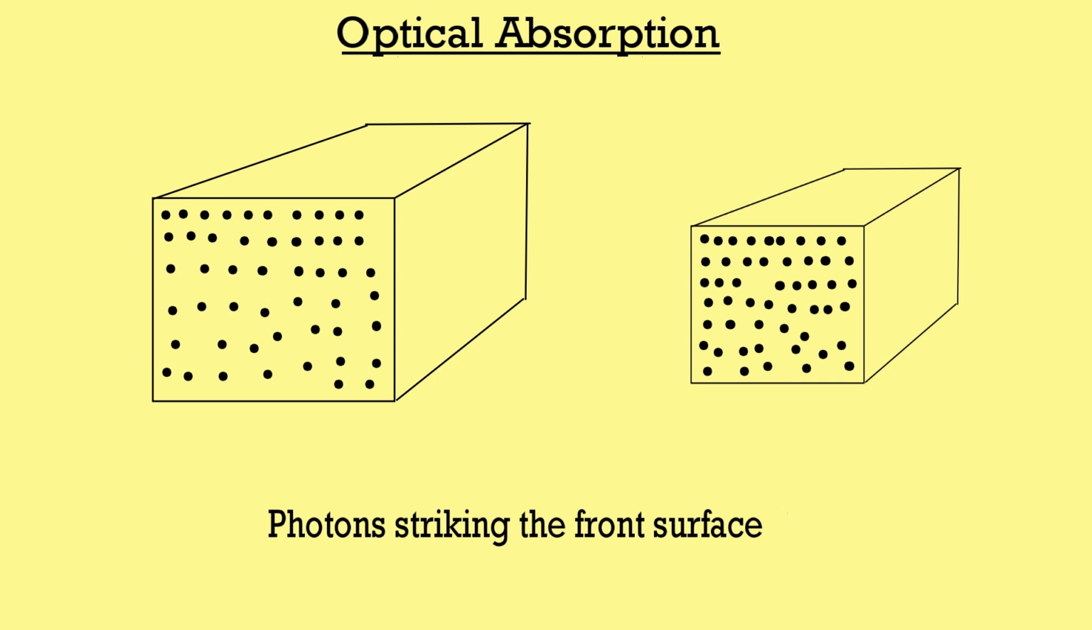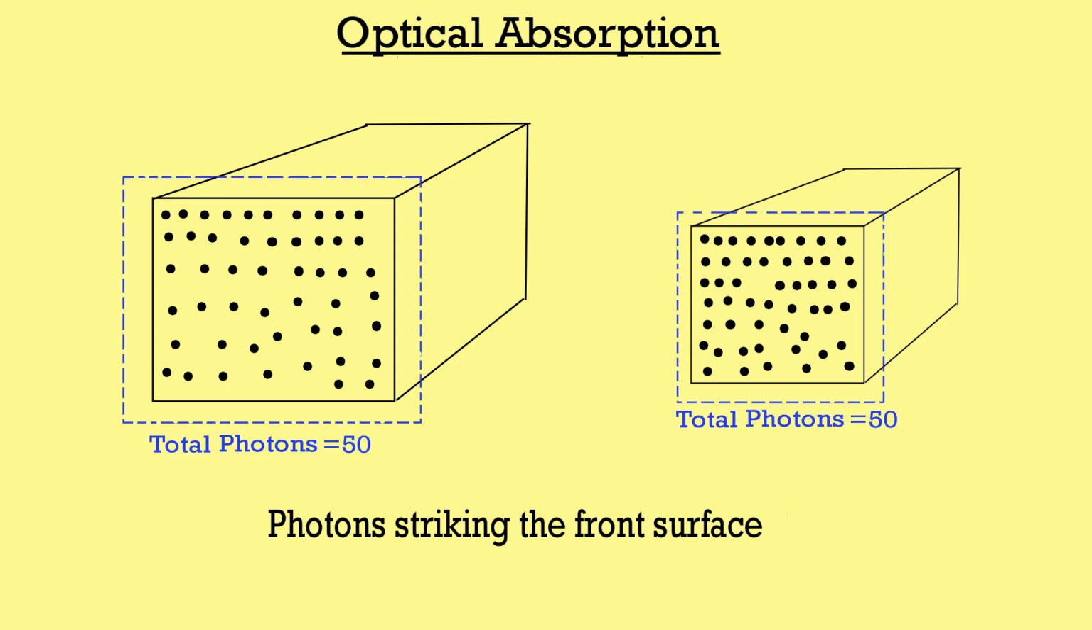Now assume that we have 2 semiconductor blocks and we are intentionally releasing photons so that they strike the front surface of the semiconductor. You can see that even if the total number of photons striking the whole surface is the same, the concentration will be different, as the surface areas on which the photons are striking are different.